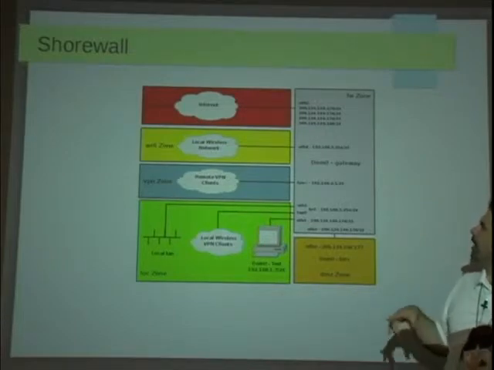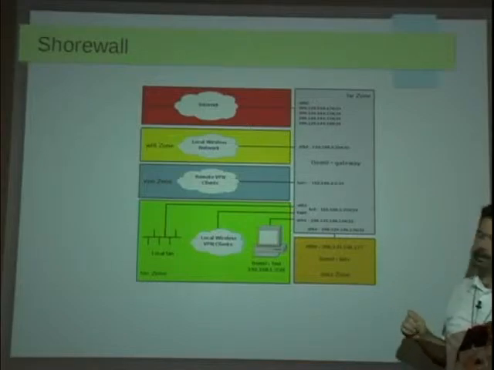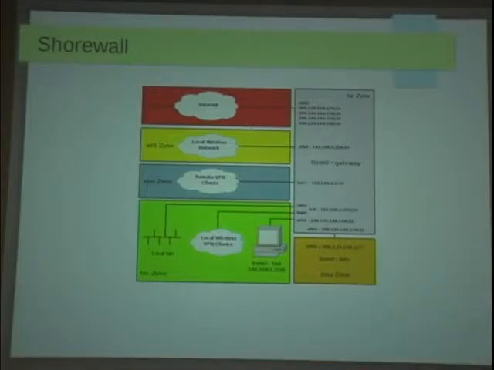I guess they have a Wi-Fi zone for people that are connected to the local wireless network. That could be really handy if you want to allow guest access. You want an open wireless access point on your network, but you want to apply some policy to that traffic. So this is, in a diagram, the way that Shorewall sees things.